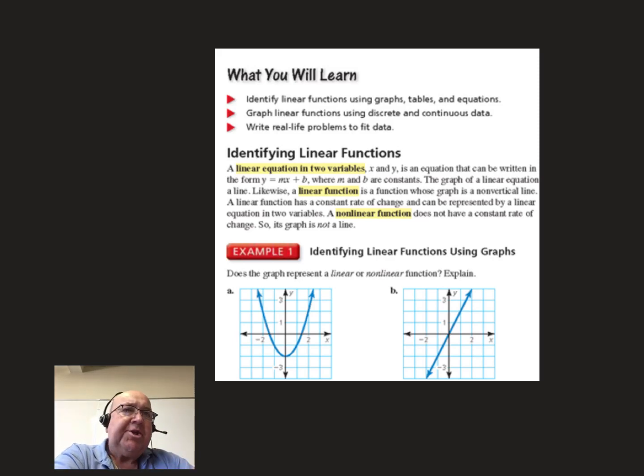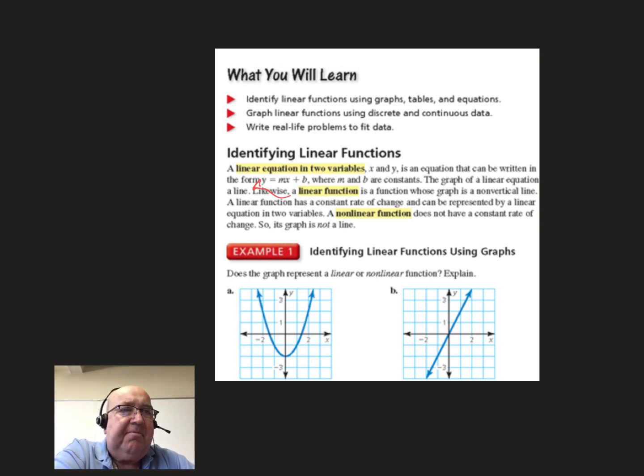Now that we've defined what a function is, we want to look at a particular class of functions called linear functions. A linear equation can be written in two variables, usually y and x, and it can be in the form that we see constantly, y equals mx plus b. In this case, b is a constant and m is a constant, meaning they're numbers. Linear functions, when graphed, form a line and have a constant rate of change. Again, we'll be discussing that more later on as we go along.